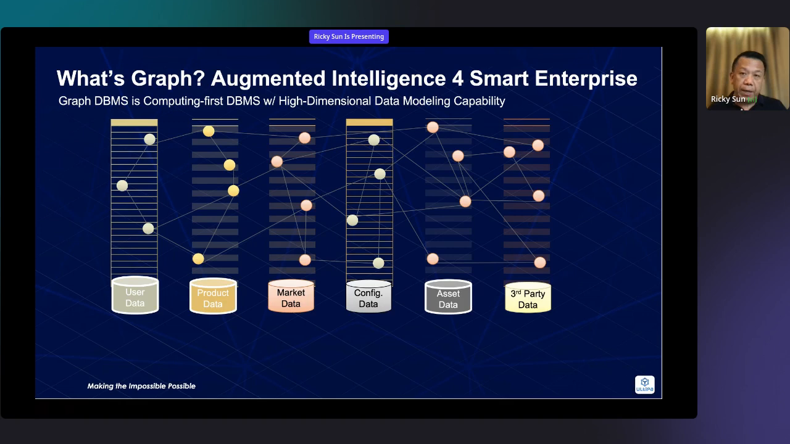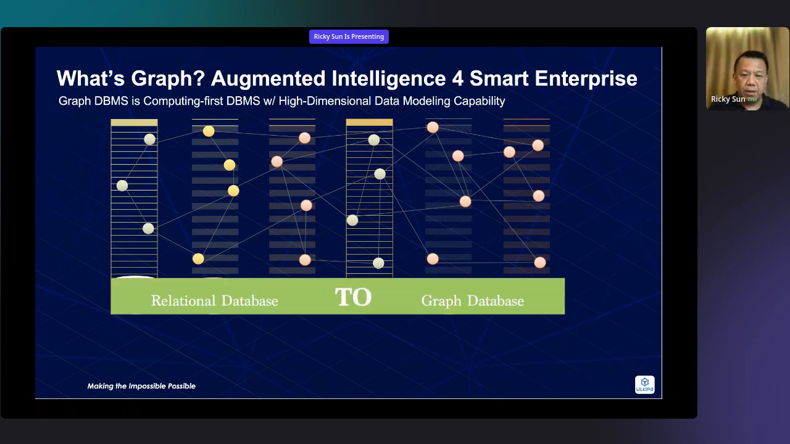Essentially, a graph database is also a high dimensional system with equivalent data modeling capabilities. What's illustrated here is that in the traditional tables, we have a lot of siloed data, sometimes maybe not siloed, but it's not naturally, intuitively connected, in different tables or different databases. Graph connects all of them together, right?